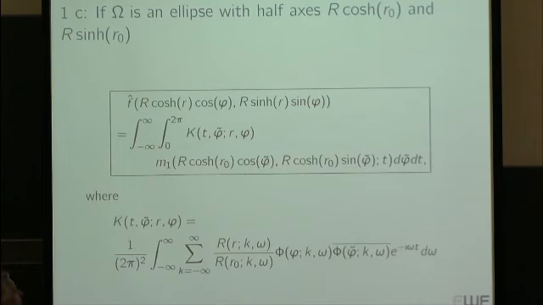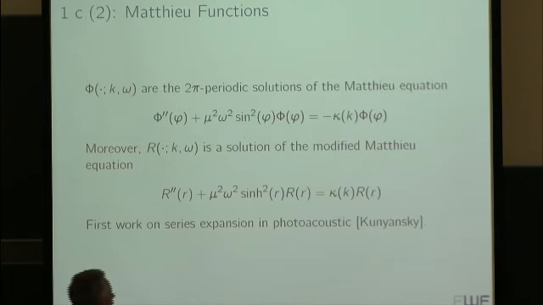Don't confuse it with this r. This is the boundary, which is the parameterization of the ellipse. So the ellipse has axes r times cosine hyperbolic of r naught and sine hyperbolic. So it's not the same r as this function here. The functions r and phi are the Mathieu functions. These are the functions which satisfy these elliptic differential equations, where you have a function sine squared inside.